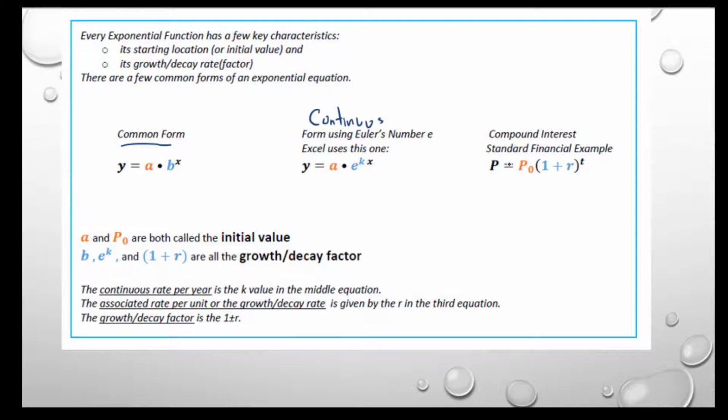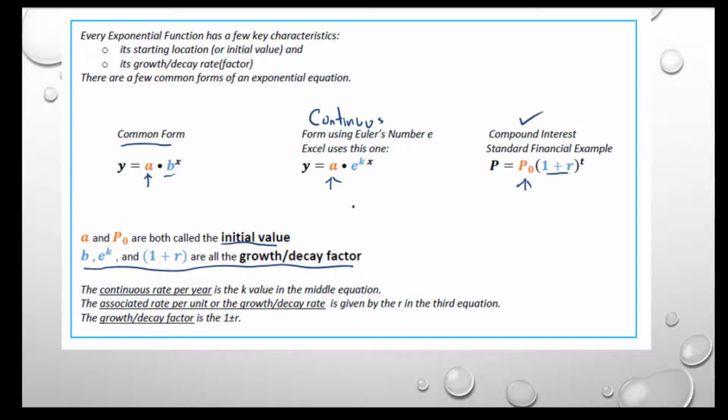This is the financial model. It is so similar to the common form. It's very similar: 1 plus R is B, and A, which is the starting value, they just call the starting value here P sub 0. That's the initial value, the starting value, A and P sub 0. B and E to the K and 1 plus R are the growth or decay factors.